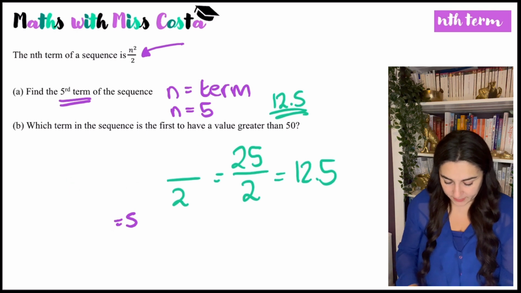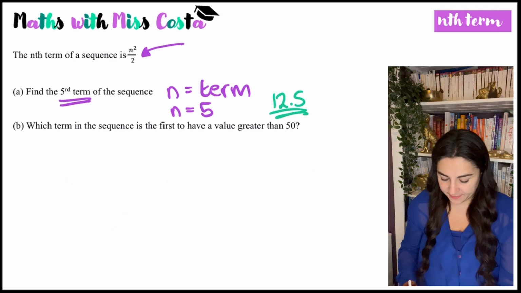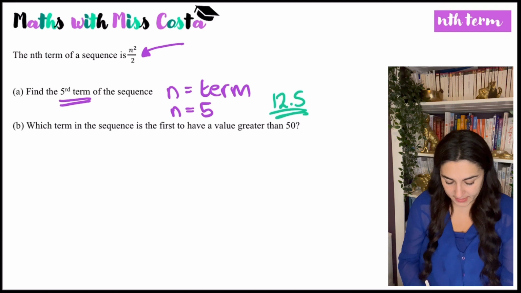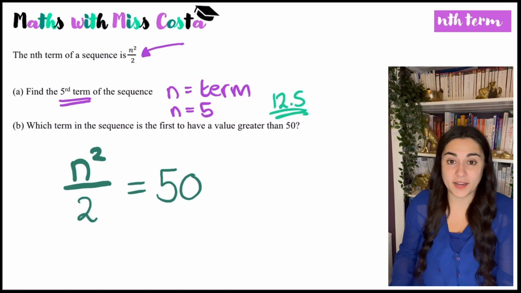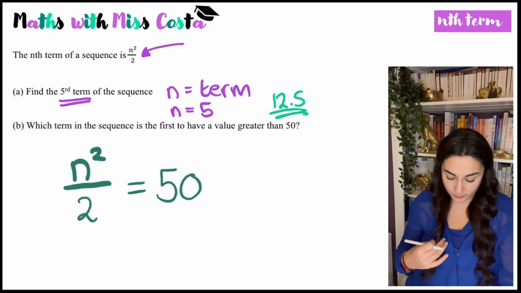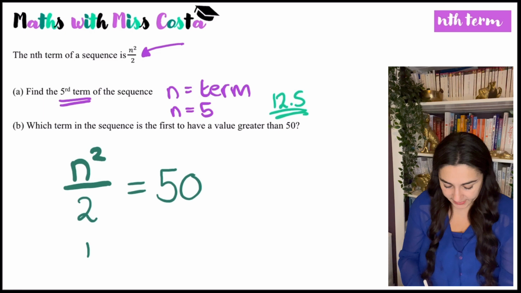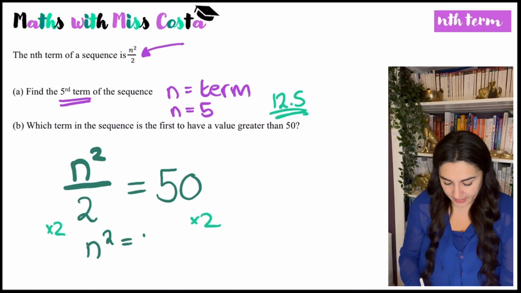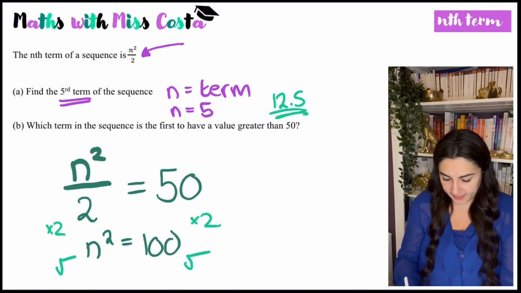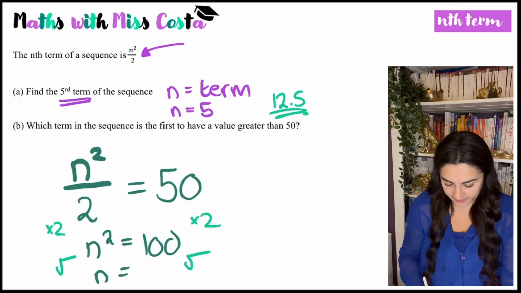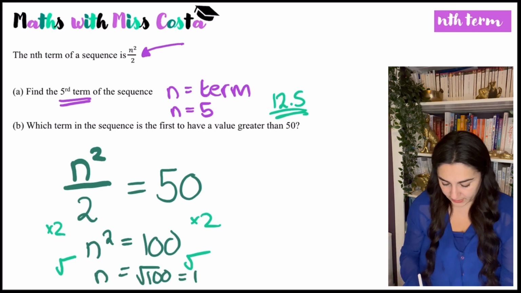Now I'm being asked which term in the sequence is the first to have a value greater than 50. So I make my nth term, the rule of the sequence, equal to 50, and I need to work out which term is going to be greater than that. So let's solve this. If I multiply both sides by 2, n squared is 100, and then I can take the square root of both sides. So n must be the square root of 100, which is 10.